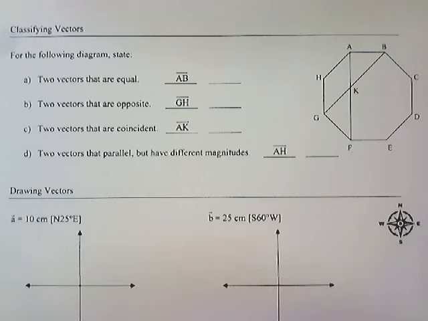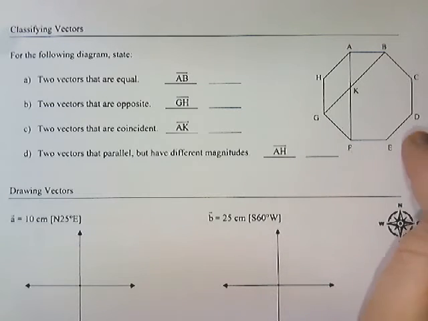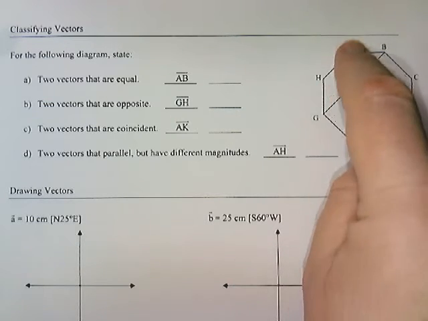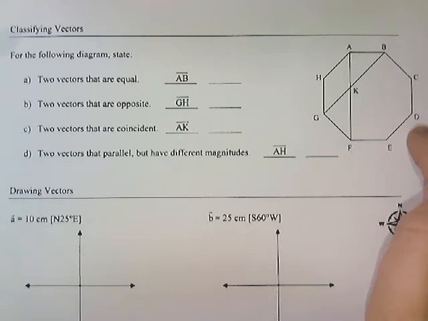This is part 2 of our video on Introduction to Vectors. We just went through a whole bunch of vocabulary and now we are going to practice using some of it. So for this question, we are going to classify some different vectors. So I have a diagram here. It is an octagon that has a couple of lines drawn inside, and all of the vertices or the corners are labeled with a letter.